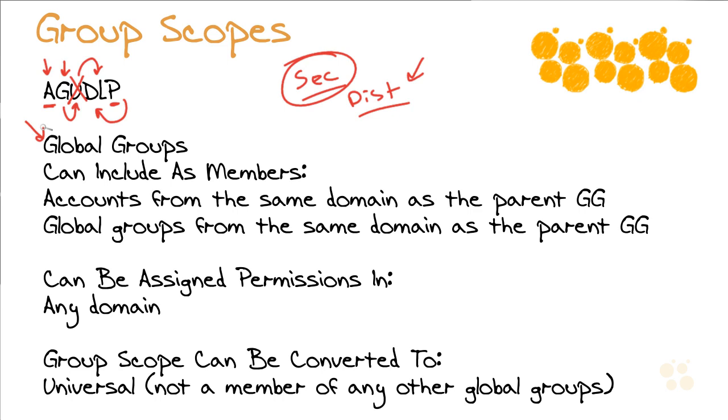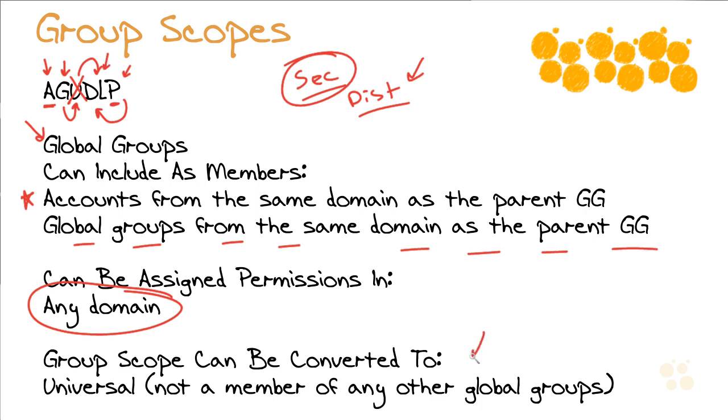Let's review some stuff about these global groups. For membership in the global group, it would be user accounts from the same domain as the parent global group. Remember, we could put one global group inside another global group. So certainly membership could be global groups from the same domain as the parent global group. And technically, these global groups can be assigned permissions in any domain, but remember, we're not going to assign permissions to them under this model. We're going to be assigning the permissions to the domain local group.